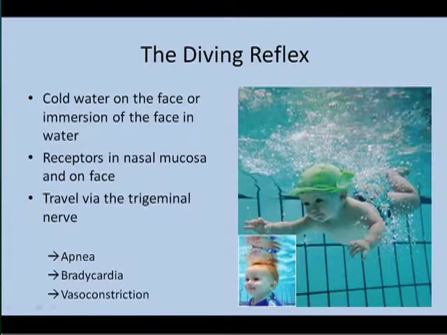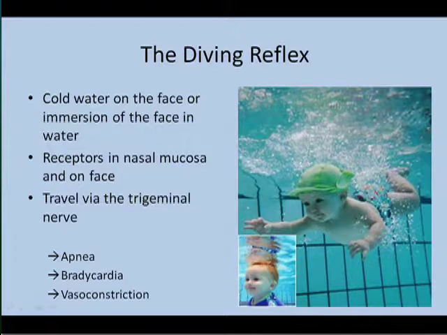The diving reflex is shown here. It's the body's response to submersion of the face in water. When this occurs, receptors in the nasal mucosa and on the face send afferent signals to the brain stem via the trigeminal nerve and suppress inspiratory efforts.